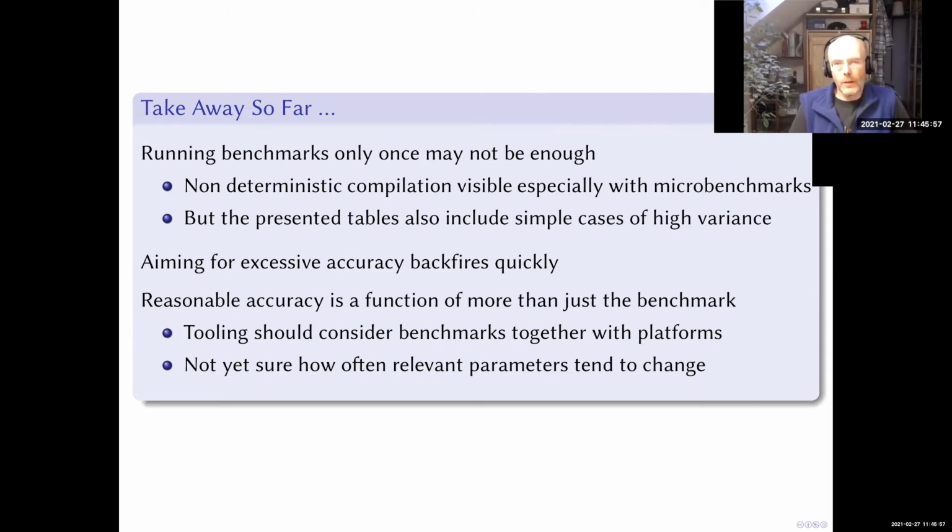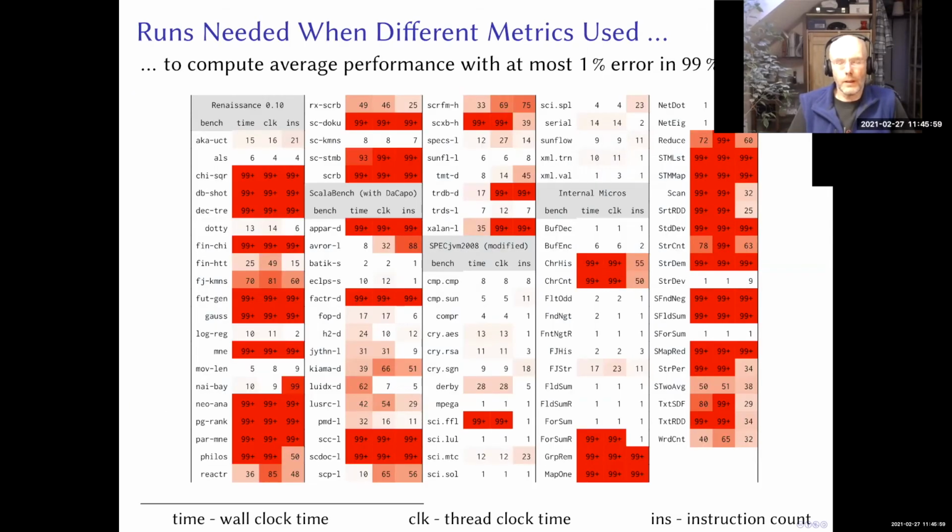Now, I've also mentioned that we run and collect different metrics, so not just wall clock time, but also, for example, thread clock time or instruction count. So this other table is again a table telling us how many runs we need to measure something accurately enough. But this time around, the columns are for different metrics.